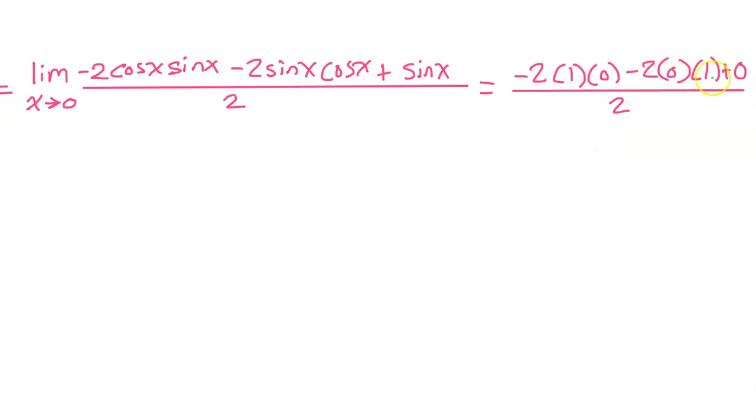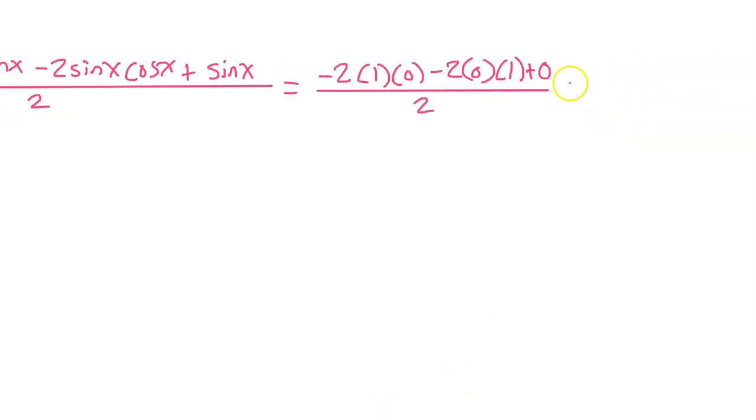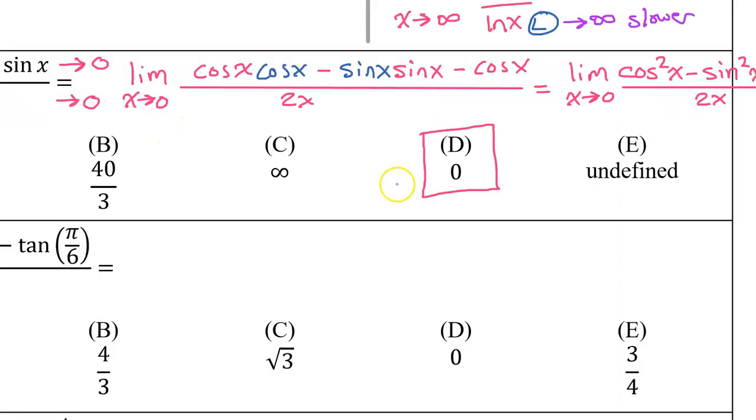Well, every term has a 0 in it. So that means that the numerator is going to be 0. So I have 0 over 2, which equals 0. So the answer is D.